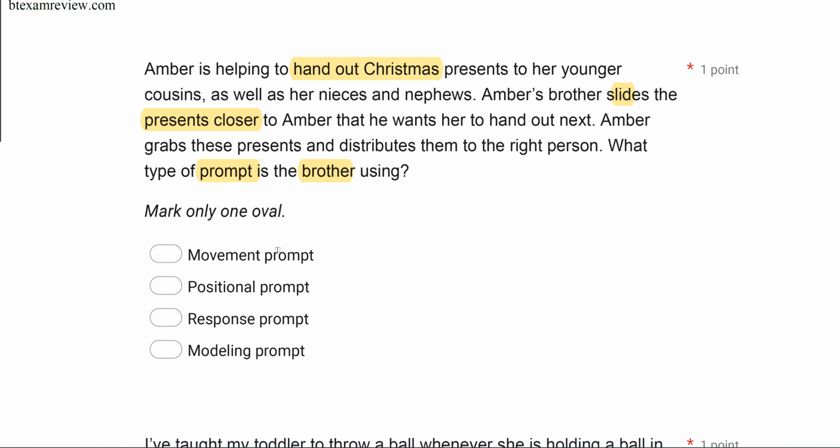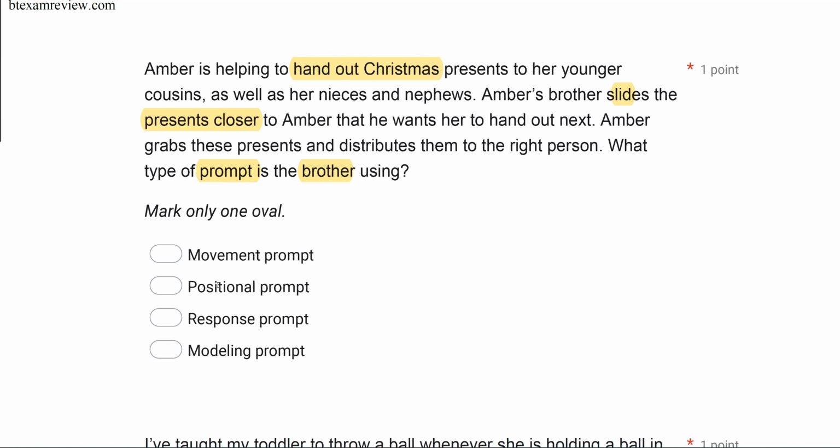Now, is it a movement prompt? So be careful about movement versus positional. A movement prompt is just another way to say a gesture prompt, where we're making body movements to indicate what we want. Movement and gesture are interchangeable. Positional is what we're talking about here.